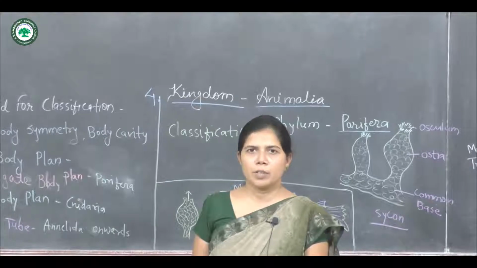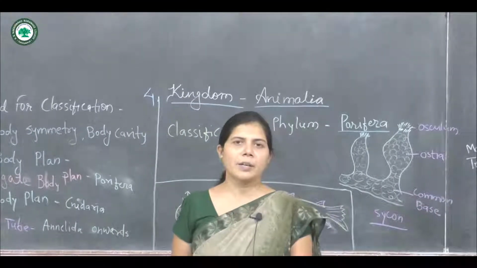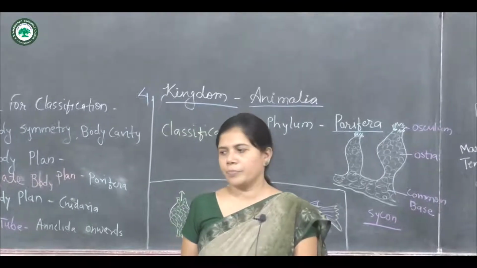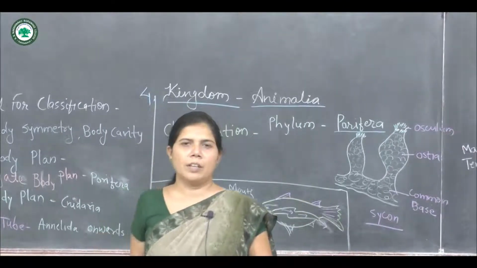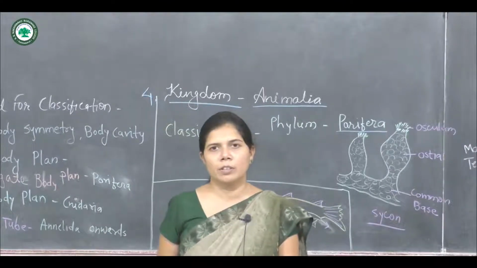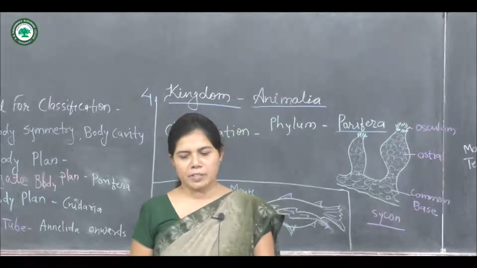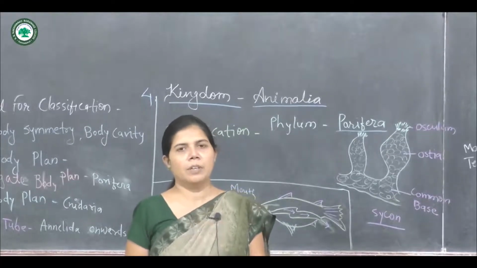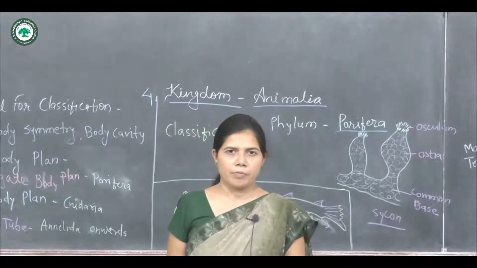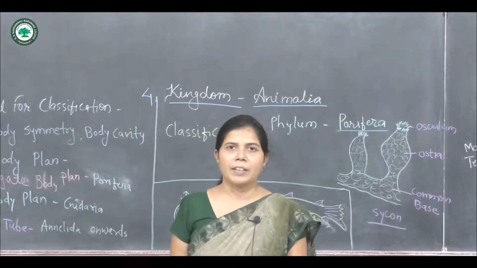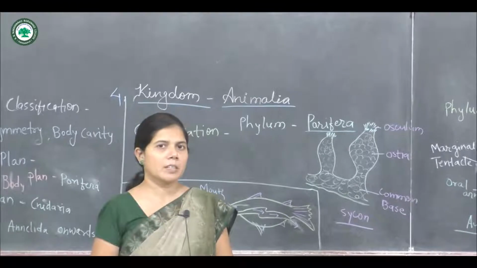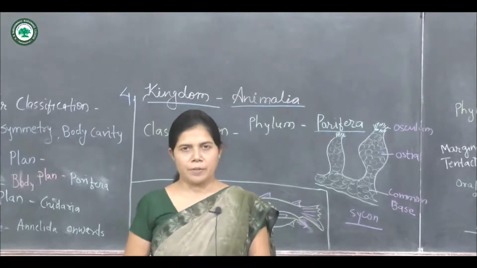Today we are discussing the chapter Kingdom Animalia from the subject of Biology, Standard 11th. Students, we know that the Kingdom Animalia includes all types of animals. This kingdom is a type of living organism, like Plantae as well as Animalia. So the chapter name is Kingdom Animalia. We discuss all types of animals.